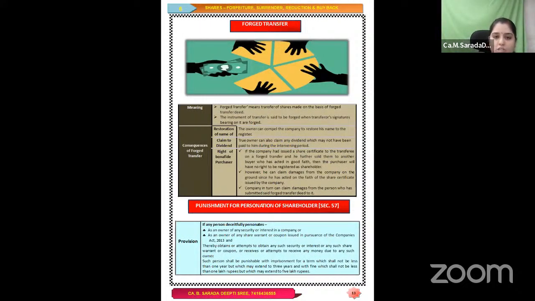Okay, blank transfer. Next, forged transfer. Remember, any transaction involving forgery is void ab initio. This is a main principle which is applicable in the Companies Act, the Indian Contract Act, or the Negotiable Instruments Act. Whenever shares are being transferred from one person to another, if the signatures of the transferor or transferee are forged, such a transaction becomes void ab initio. It is illegal and not valid.